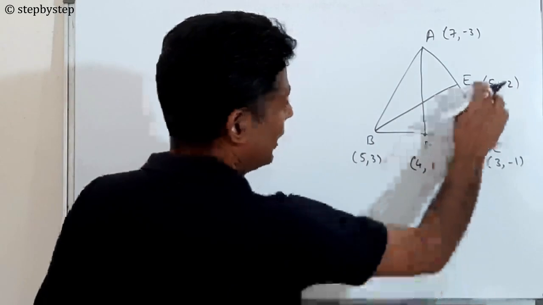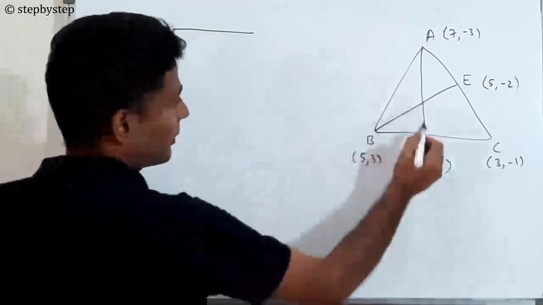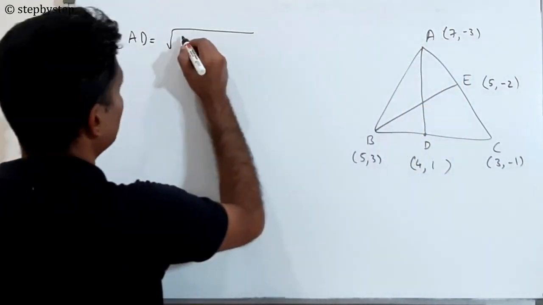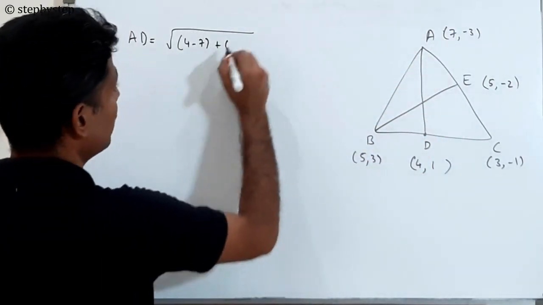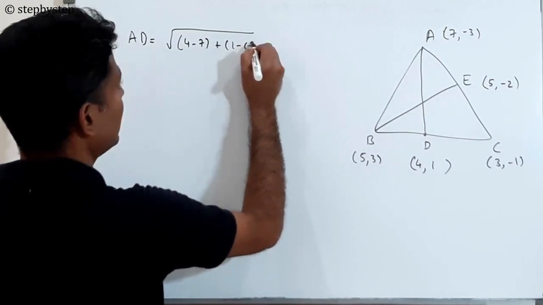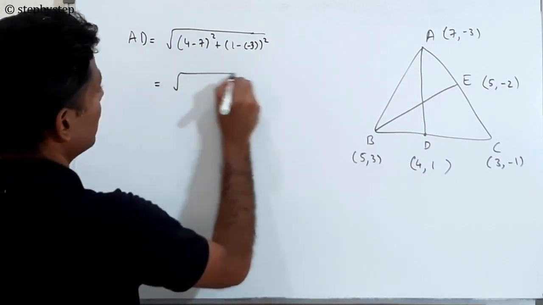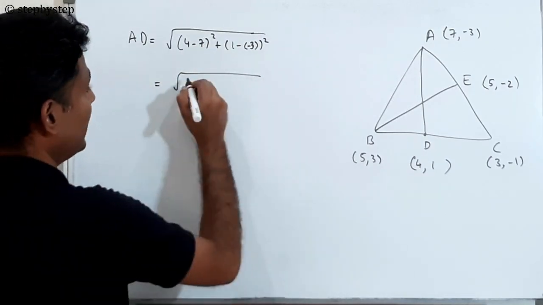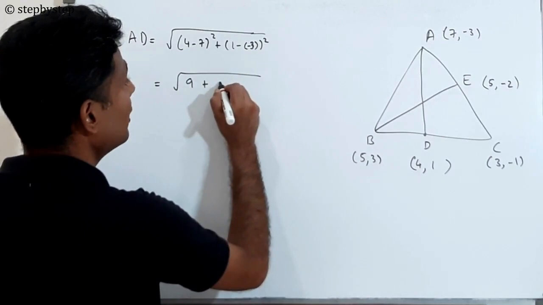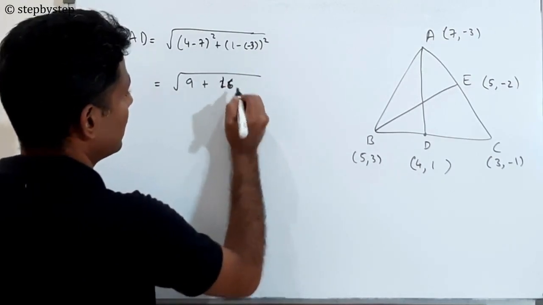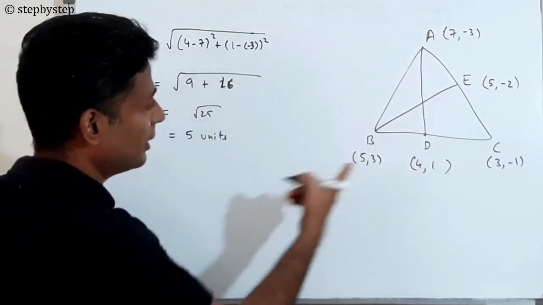So now we know the coordinates of D and E. We can find the distances. So AD equal to root of (x2 minus x1), that is 4 minus 7, whole square, plus (y2 minus y1), 1 minus of minus 3, whole square. So what do we get? 4 minus 7, minus 3 whole square, 9, plus 1 minus of minus 3, 1 plus 3, 4, 4 square, 16. So 9 plus 16 we get 25, so 5 units. The length of AD is 5 units.